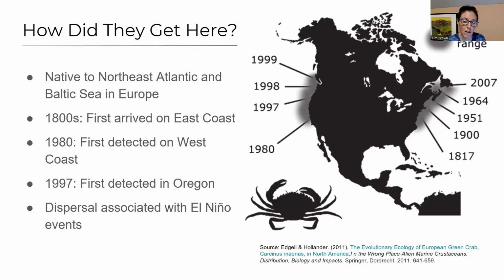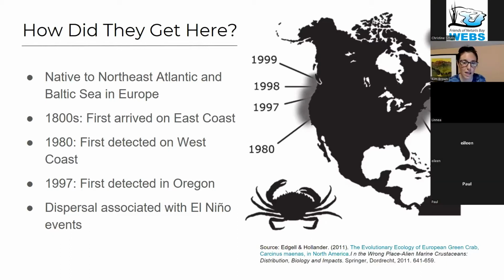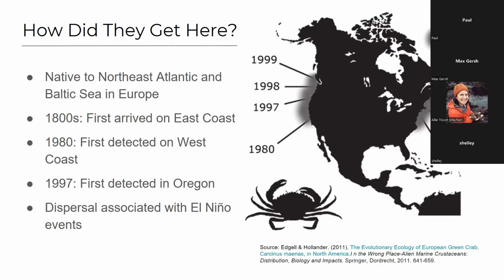Green crabs were first documented on the West Coast in 1980. Once again, probably arriving via ships. They moved north really quickly, reaching Oregon in 1997, Washington in 1998, and British Columbia in 1999, and most recently Alaska as of this year.